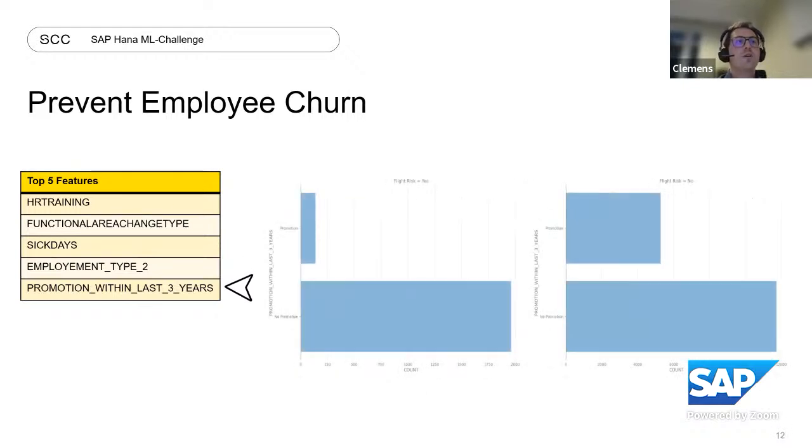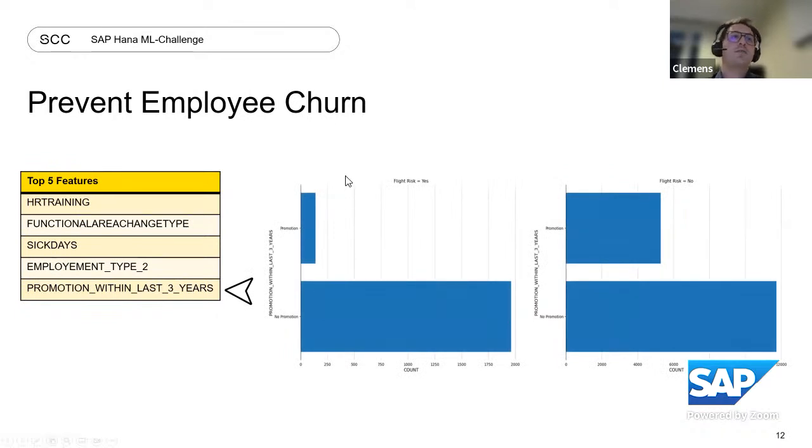The last feature was the promotion within the last 3 years. And there's also a big difference. If you look at people who are leaving the company, they did not have a promotion in the last 3 years. It's really huge, the difference. And if you look at the people who are still staying, around 5,000 employees have a promotion, and near 12,000 employees have no promotion and are still staying.